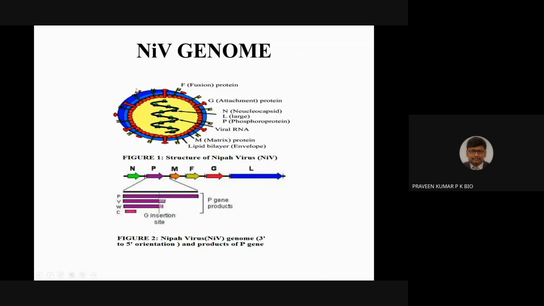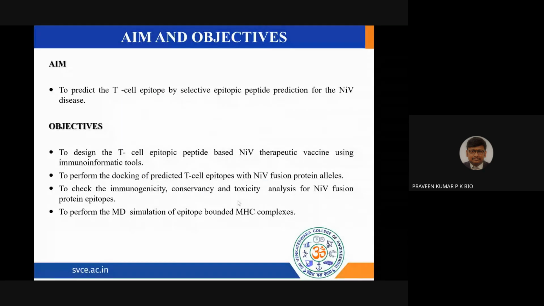So many parts are indicated here, and you can even see how it is sequenced in the genome. Aim and objectives. The first objective is to predict the T cell epitope, for initially designing the T cell epitope based vaccine using an immunoinformatic tool. First, you have to predict the T cell epitope.